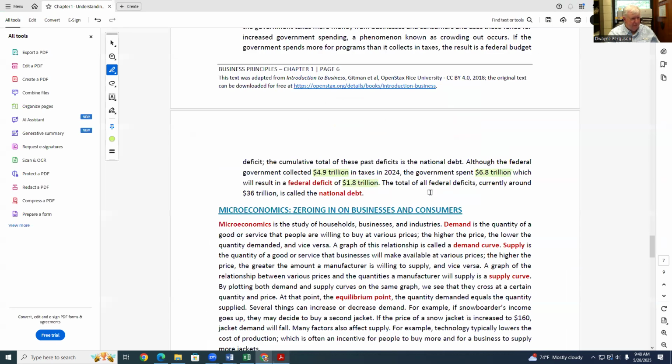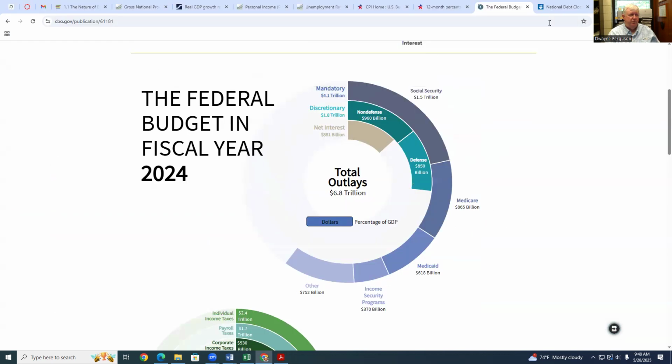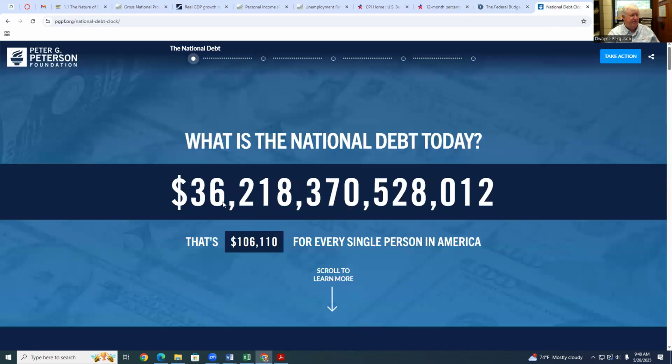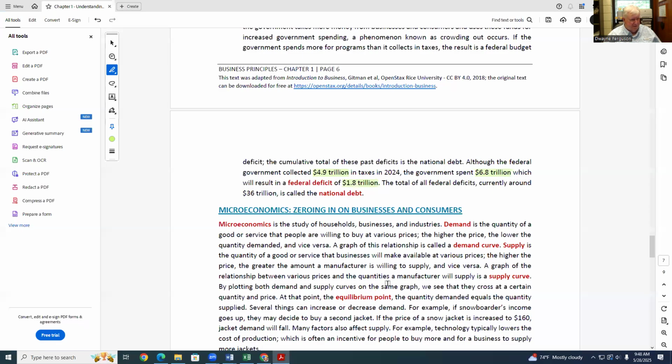So that's a federal deficit, and you put all those together, and you have what's called a national debt. So right now, here's what our national debt is: $36 trillion, and this is building every second, and the interest is building on this. Just consider it a loan. You're loaning money out to other people. So this is happening. You see this changing all the time. This is continuing to change.